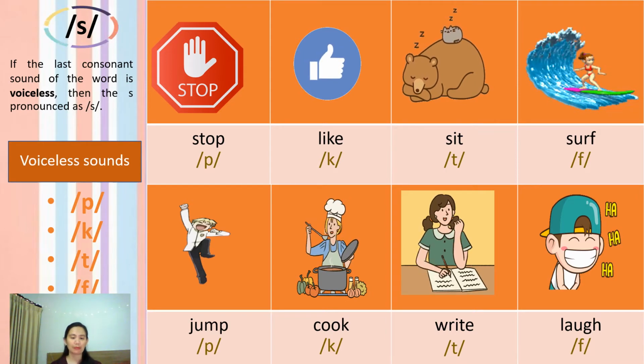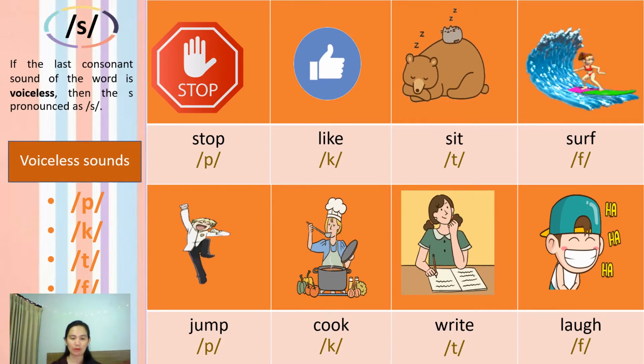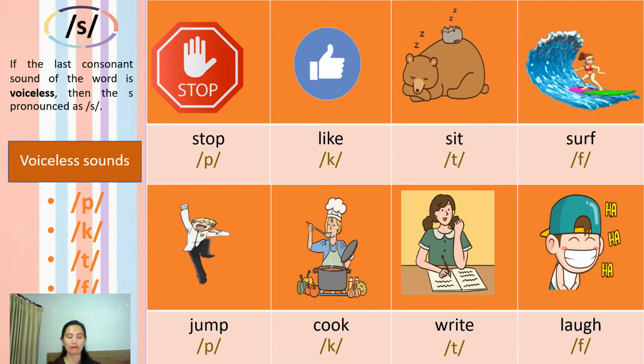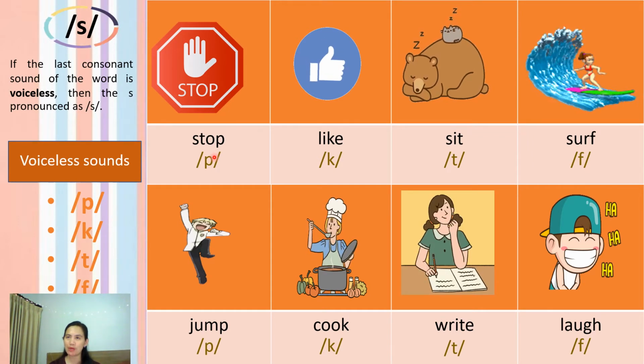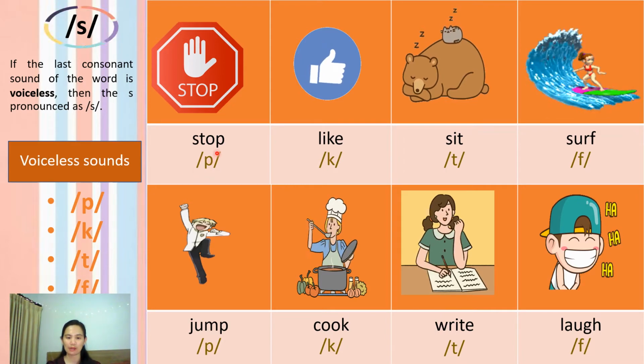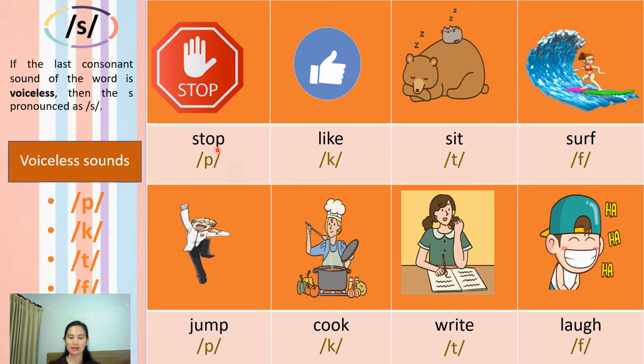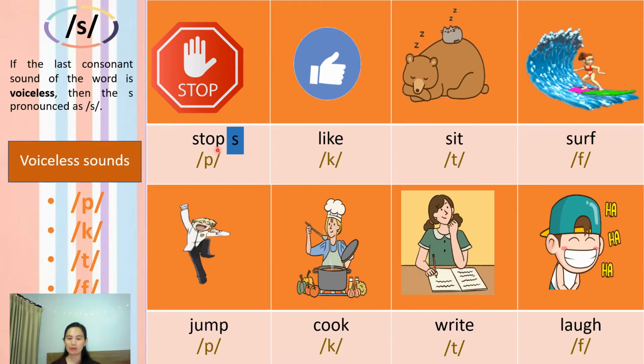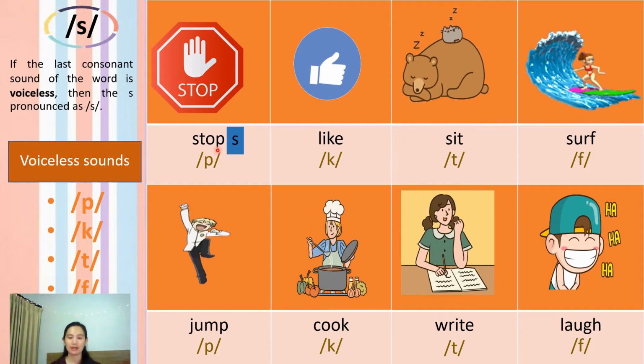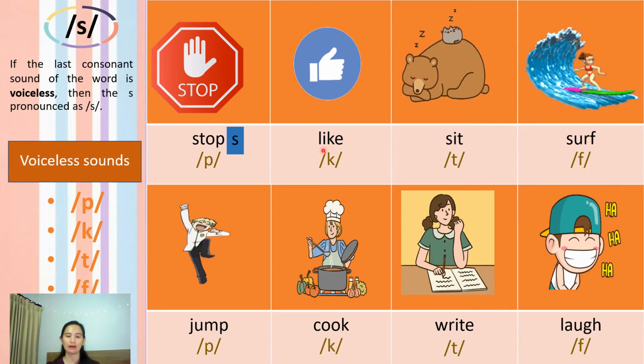Now let's have our first example of a word here. We have the word stop. The word stop ends with the sound of p. As you can hear it, stop. P is the last sound. Let's try to put an s at the end. The s sounds like s. So you are going to read the word as stops. Again, stops.